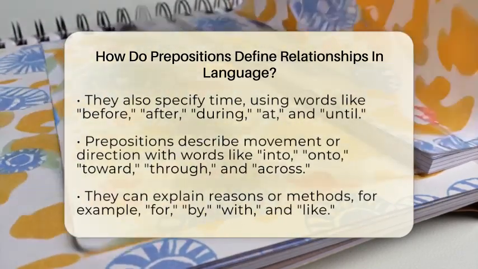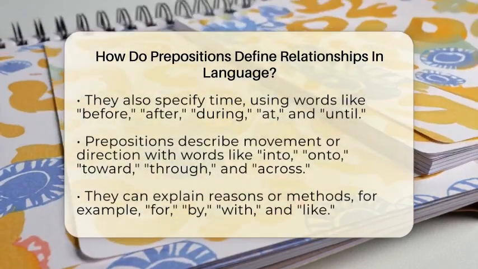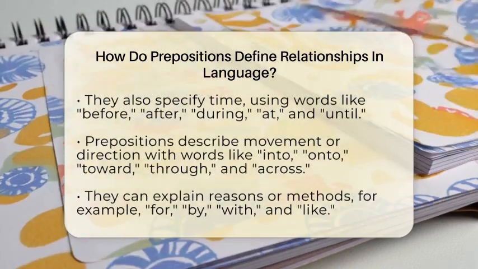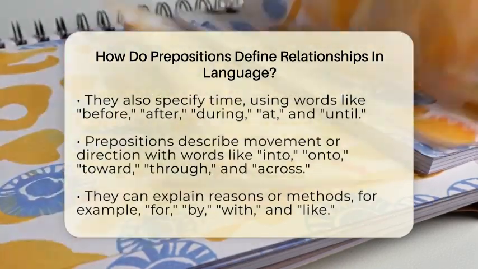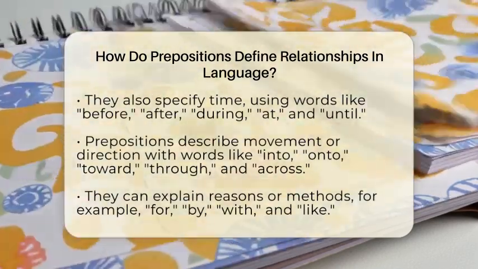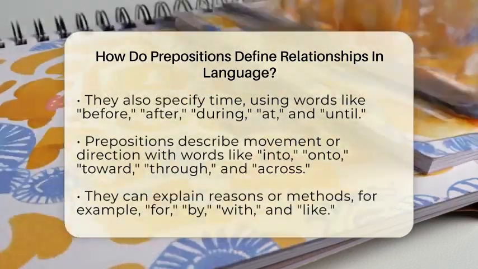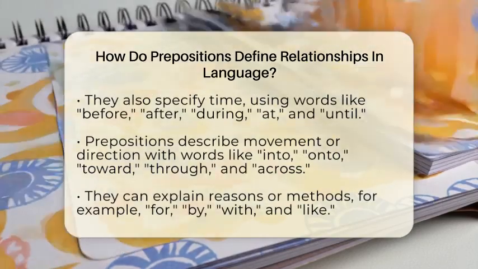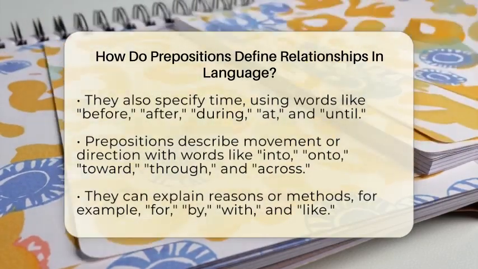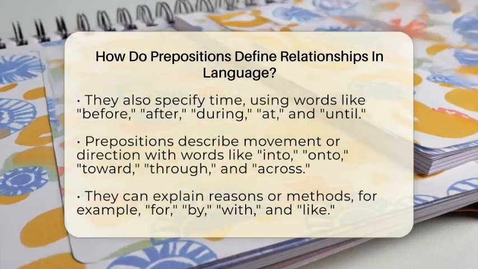Prepositions are especially good at showing spatial relationships. Words like above, below, next to, inside, and behind tell us where something is in relation to something else. For example, "the cat is under the bed" uses "under" to show the cat's position. Without prepositions, it would be hard to picture the scene clearly.